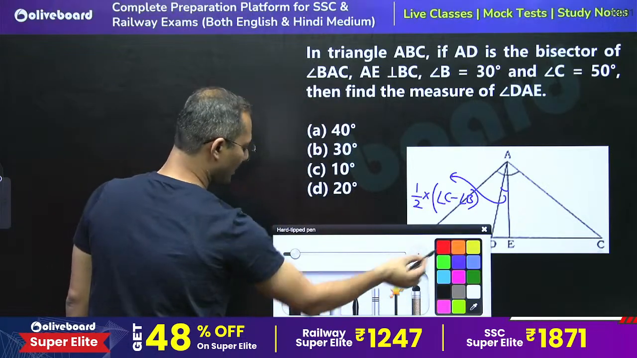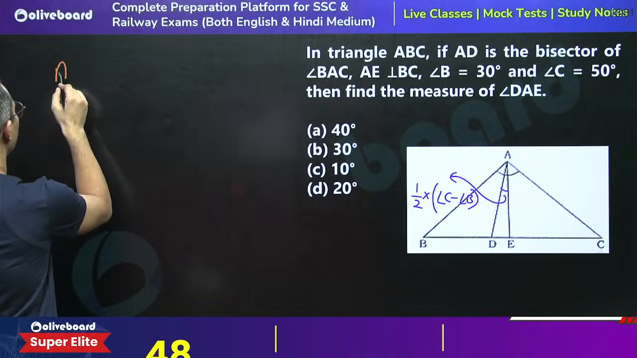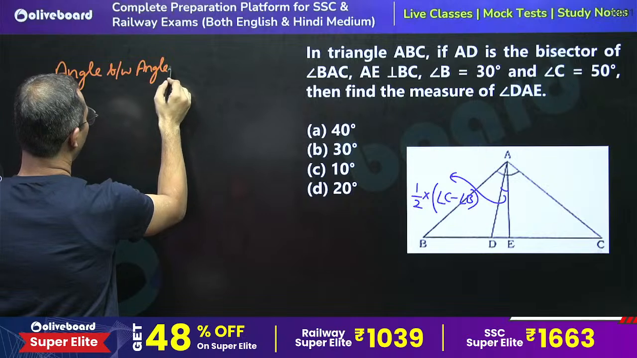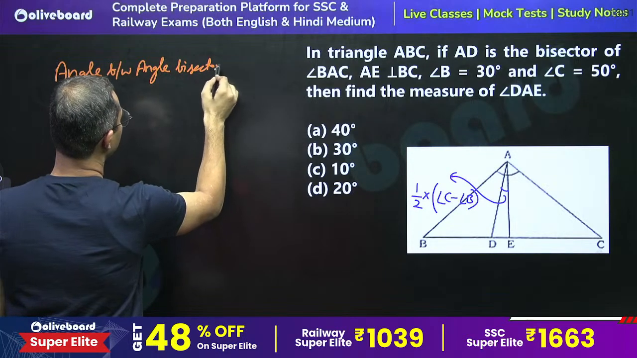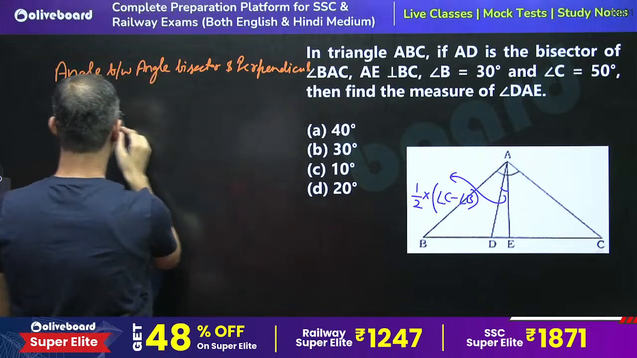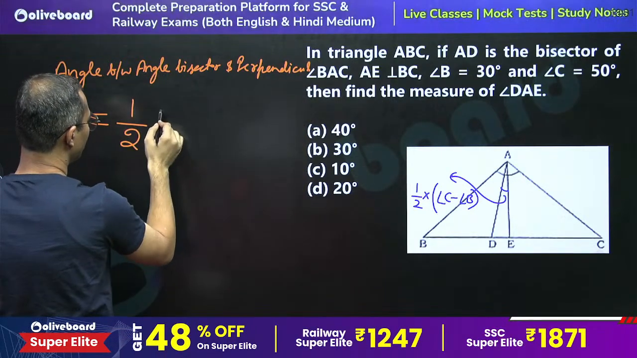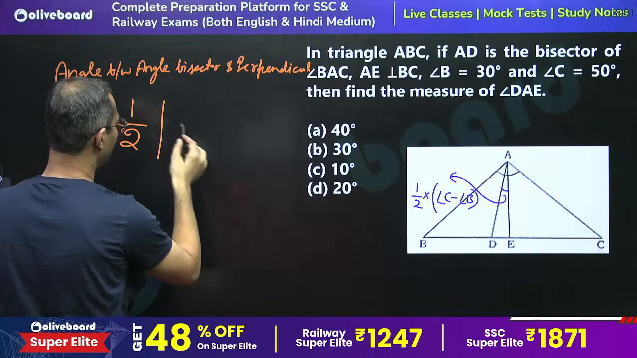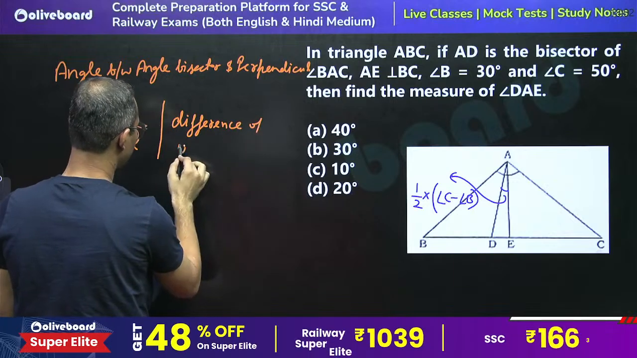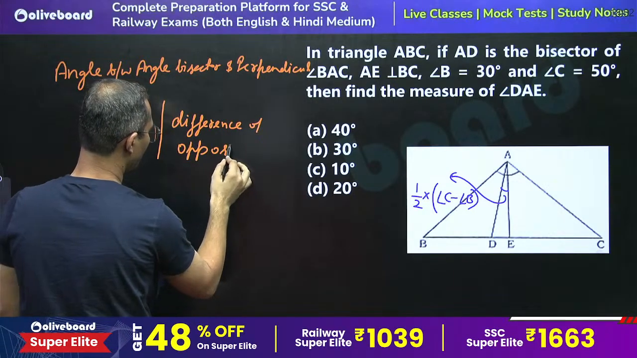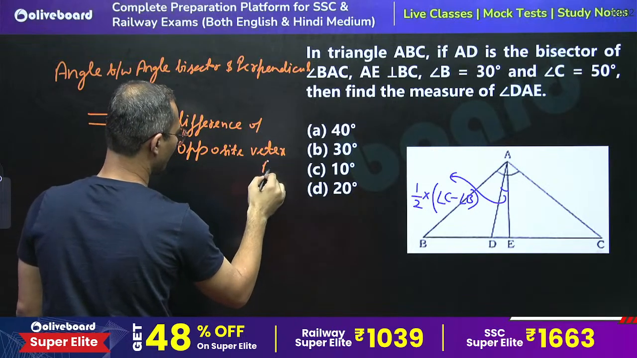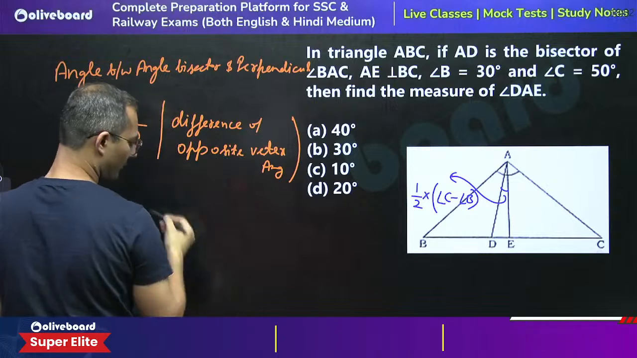See, the angle between the angle bisector and perpendicular is always equal to half of the difference of the opposite, or we can say remaining, vertex angles, right?